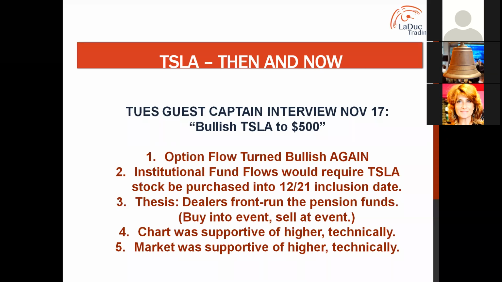So, many were thinking, oh no, they've got to sell, it's so much to absorb, which it is, by the way, but the inclusion date was December 21st. So my thinking was the institutional fund flows would require Tesla stock be purchased into that 12/21 inclusion date, which meant dealers would have to front run these funds. They would have to buy into the event and sell at the event. So in that interview, I said, Tesla's going to 500 sooner rather than later. And the next day it went to 500.